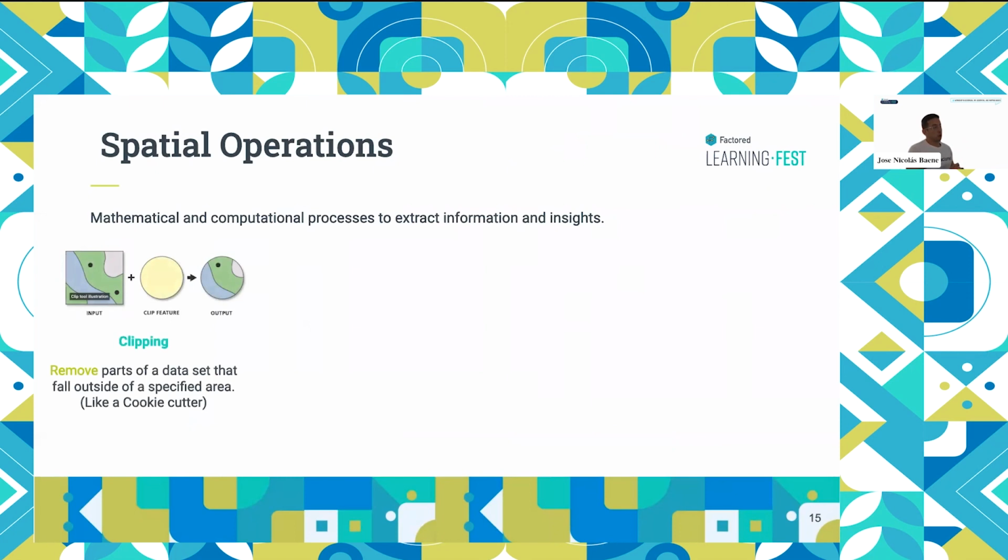One of the most common ones is clipping. Think about it like a cookie cutter. You have your cookie dough and you use your mold to extract the center part. This is how clipping works. You have maybe one geography, a very big map, but you are only interested in a very small area. So just extract that part to continue your analysis.